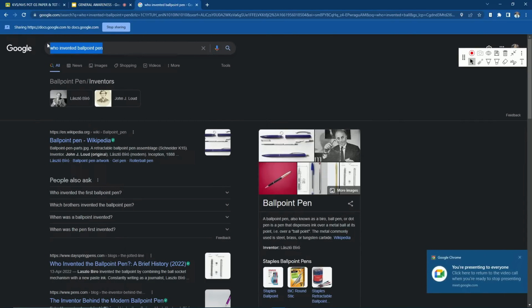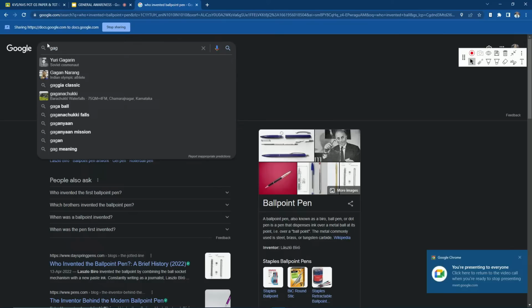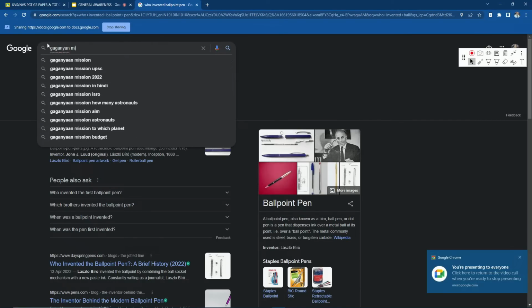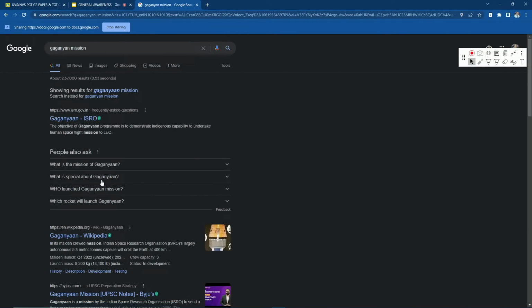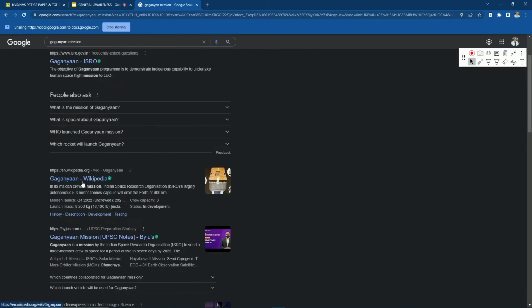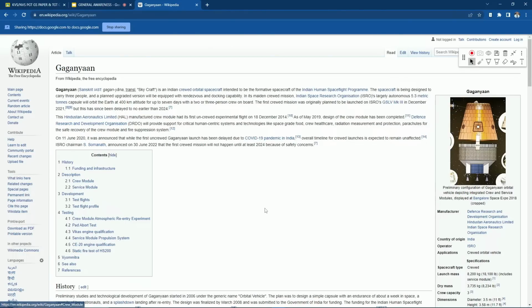Okay. You can Google it now. Gaganyaan mission, you can Google it now. Sir, it is ISRO only, sir. Gaganyaan mission. Check. I'll also check. The objective of Gaganyaan program is to demonstrate indigenous capability to undertake human space flight mission in LEO. Right? That is correct. It is taken by ISRO only.